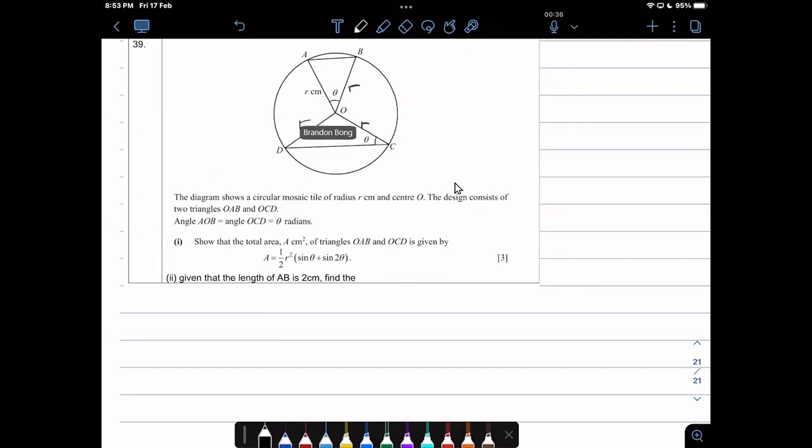Okay. It got cut off. What did I want to ask? The length AB is 2 cm. Oh, I can't really form a question for this. Okay, never mind. Ignore part 2.